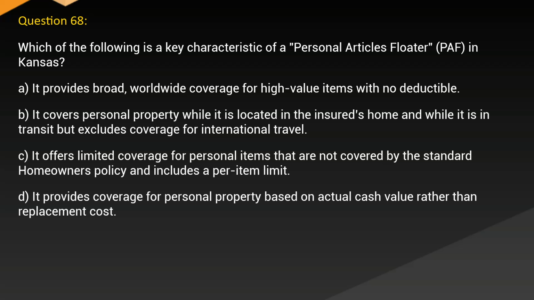Question 60. Which of the following is a key characteristic of a personal articles floater (PAF) in Kansas? A. It provides broad, worldwide coverage for high-value items with no deductible. B. It covers personal property while it is located in the insured's home and while it is in transit, but excludes coverage for international travel. C. It offers limited coverage for personal items that are not covered by the standard homeowner's policy and includes a per item limit. D. It provides coverage for personal property based on actual cash value rather than replacement cost.